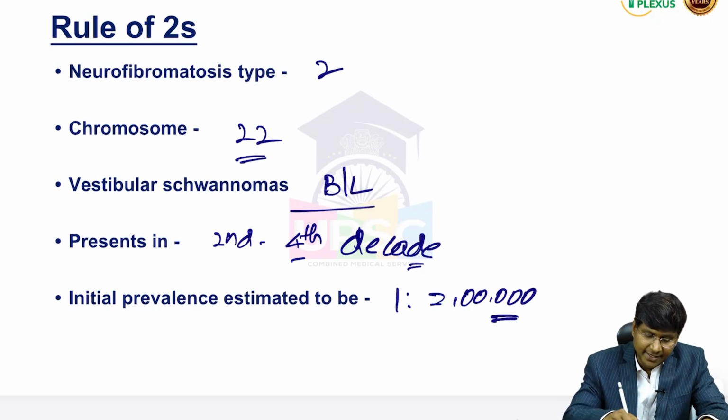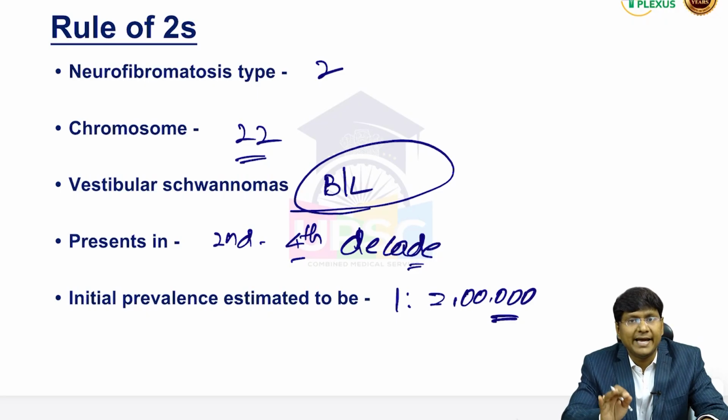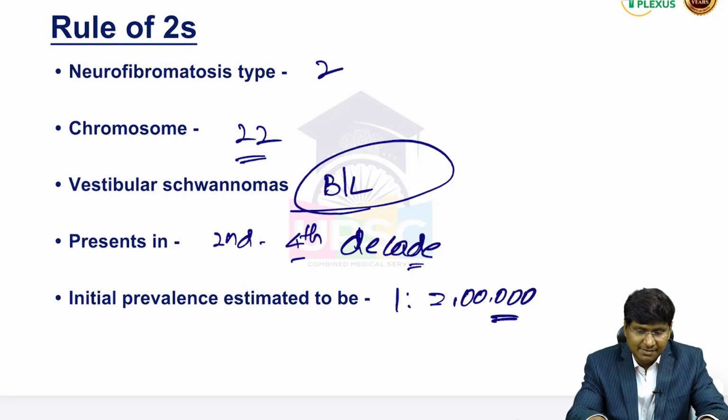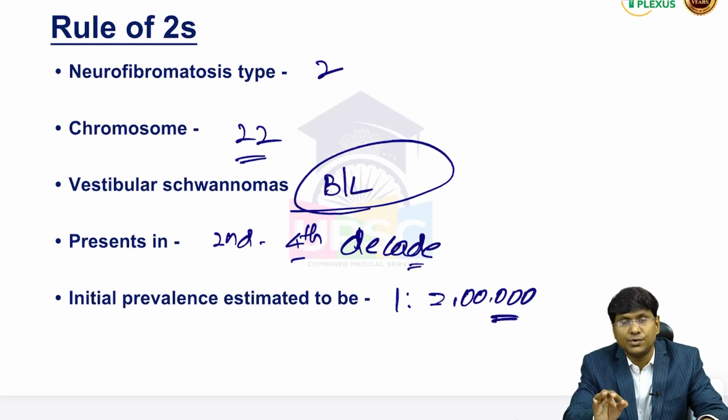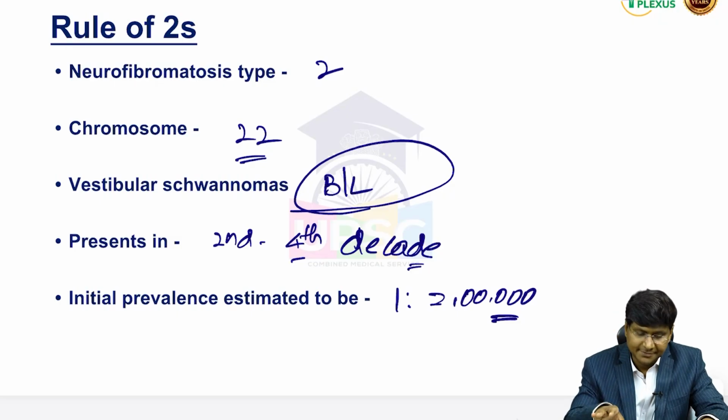So it should be bilateral acoustic neuromas or bilateral schwannomas. So this is about the question related to the neurocutaneous syndromes or the neurofibromatosis type 1.